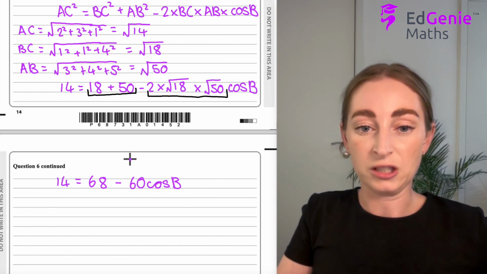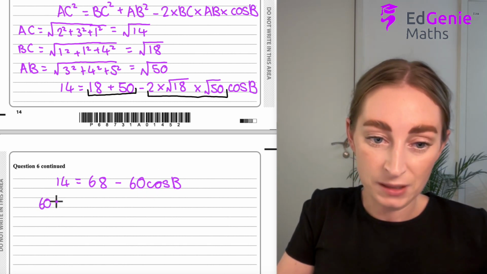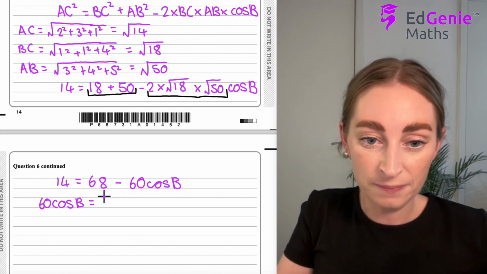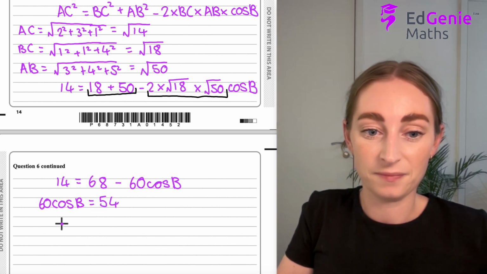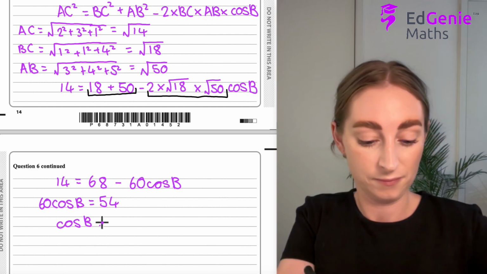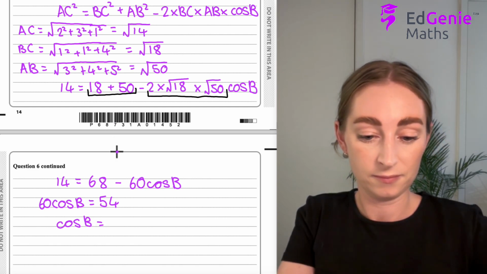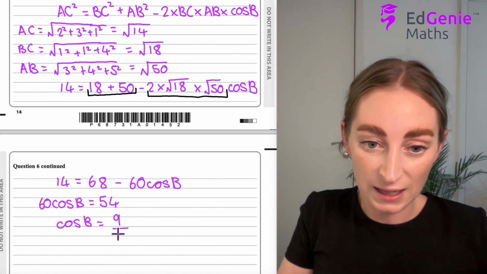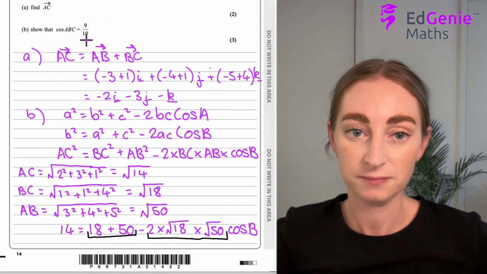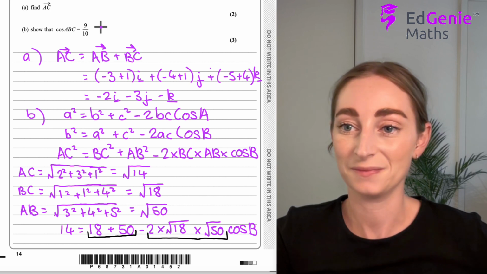Let's rearrange. So let's add 60 cos B to both sides, and take away 14. Divide by 60. Oh, it's 9 over 10, which, fingers crossed, yeah, we got it.